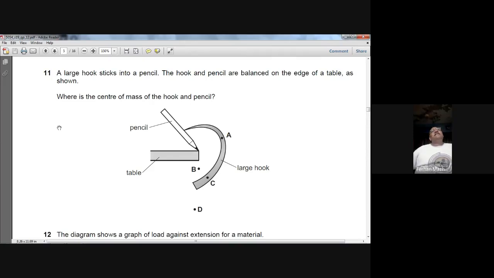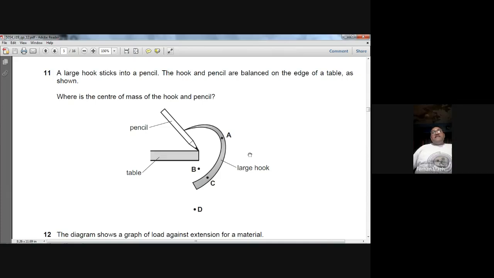A large hook sticks into a pencil. The hook and pencil are balanced on the edge of a table as shown. Where is the center of the mass of the hook and pencil? Remember that the center of the mass can be inside the body, or it can be outside the body. You might have seen this kind of toy, an eagle which is balanced by its beak, supported by its beak, and it can move up and down and it does not fall. You disturb it, it does not fall. So it is in stable equilibrium.